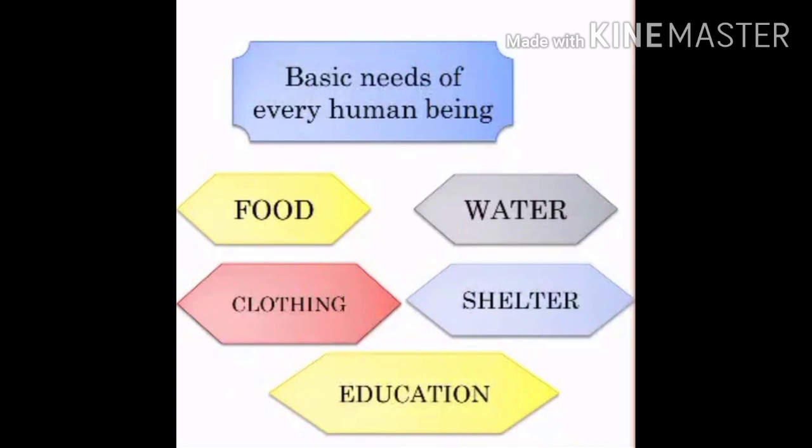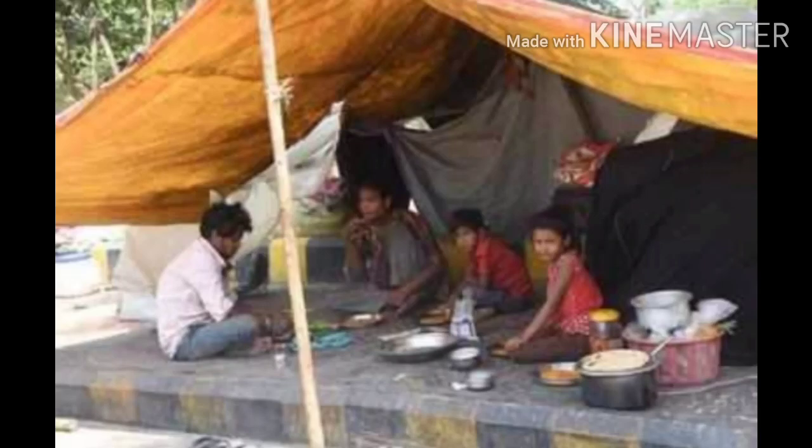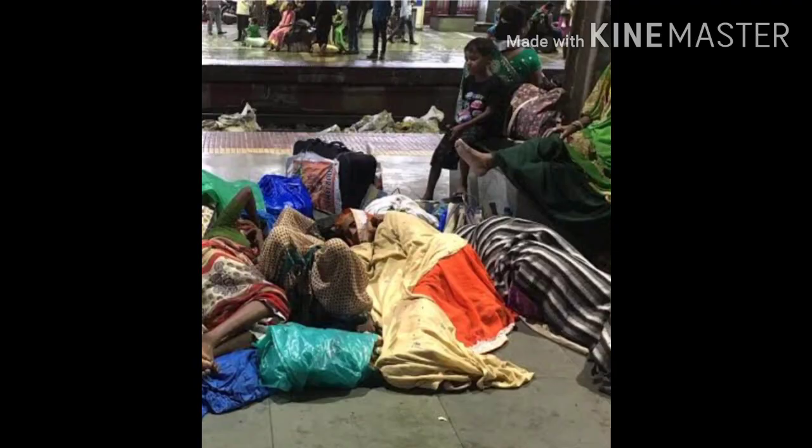However, these needs are not fulfilled in the case of each and every person. Then the following situation arises. Around us, we see many people who lack shelter. Lack of shelter means they don't have permanent or temporary houses. They seek shelter at the roadside, on footpaths, under bridges, in tumble-down buildings, in railway or bus stations, and even on open grounds.